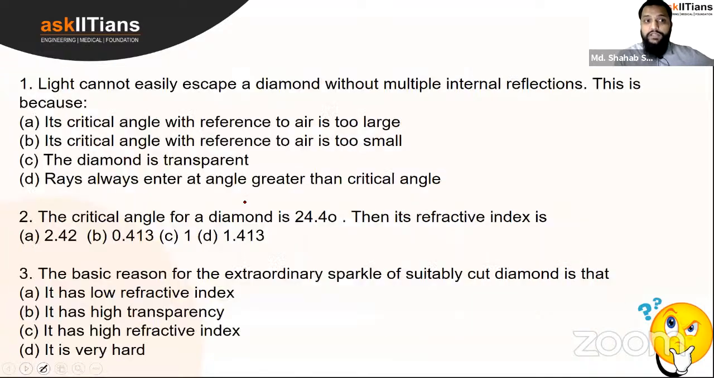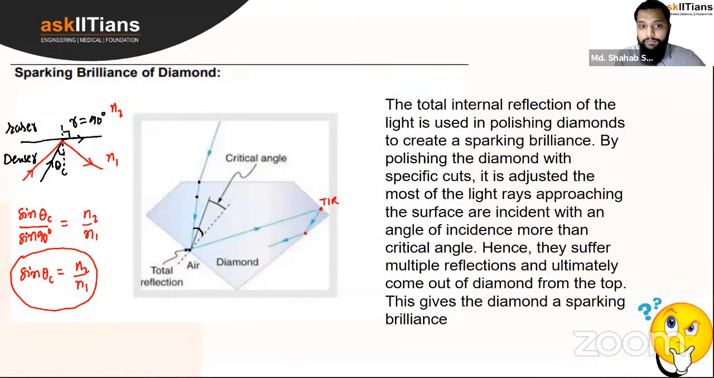ओके गाइस, अब आते हैं इस पे, क्वेश्चन देखते हैं कि सीबीएसई ने क्या क्या क्वेश्चन पूछा है। पहला क्वेश्चन क्या पूछ रहा है ये देखें: light cannot easily escape a diamond without multiple internal reflection. This is because... ऐसा क्यों होता है, why is it happening that light cannot come out without having multiple internal reflection? Because for diamond, guys, look carefully, diamond has maximum refractive index around 2.42.